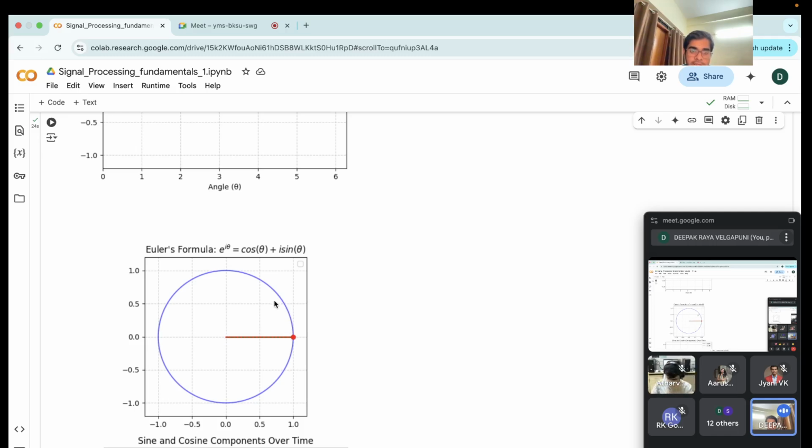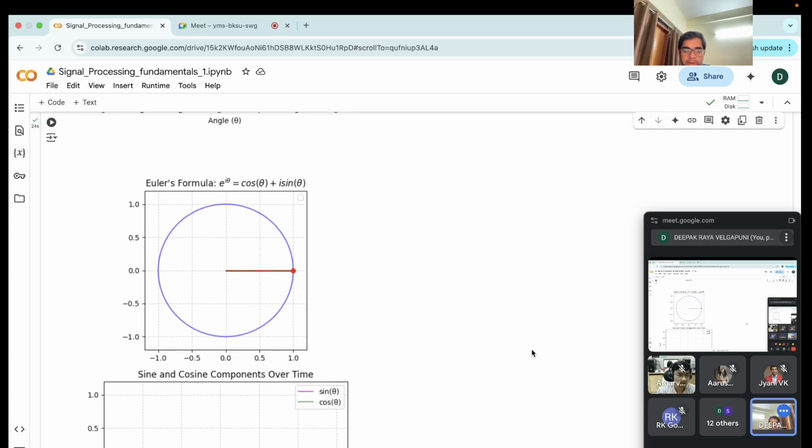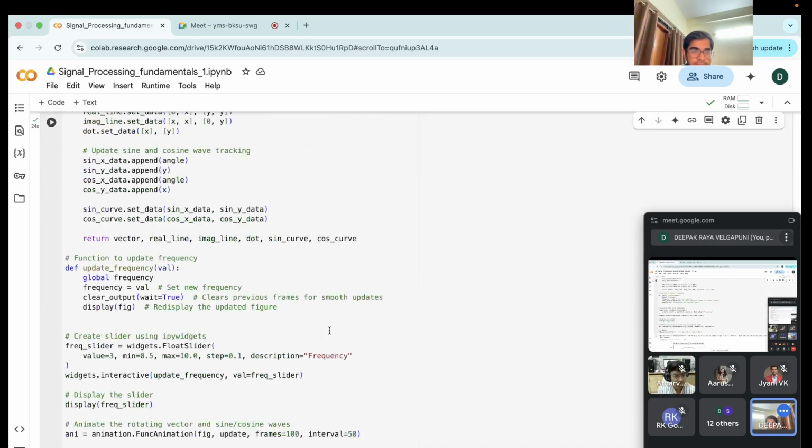As theta increases, if theta is a variable as time progresses, then this starts rotating around this unit circle. What I mean by unit circle is a circle with unit radius, and as theta increases, this point starts moving ahead. Now we can also control the rate at which it rotates around the circle. That exactly defines the frequency of a signal.